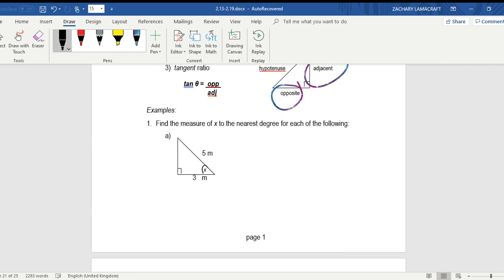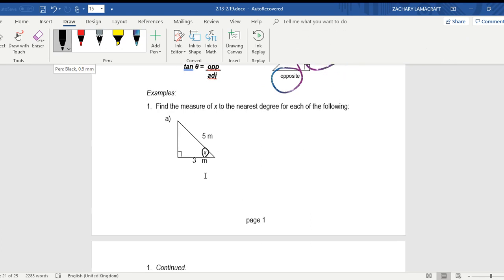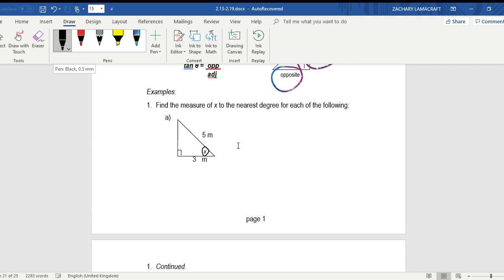Now, we have our angle in question, which is X. What trigonometric ratio are we going to use based on this for answer A? Which one are we going to use? Type it out in the chat which one we're going to use based on what we have.